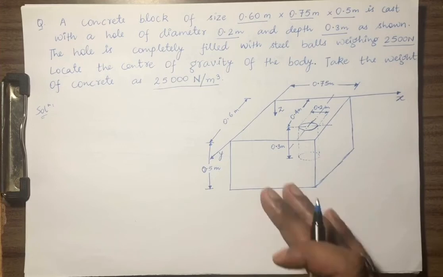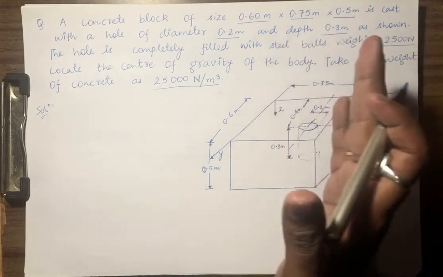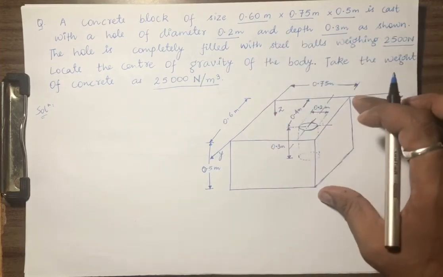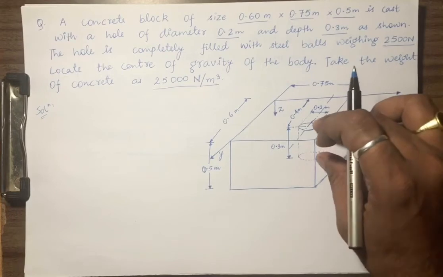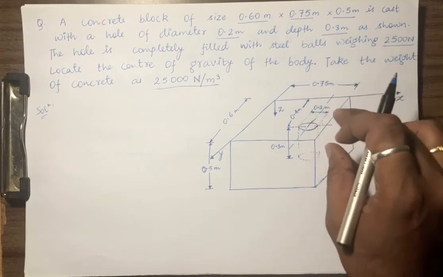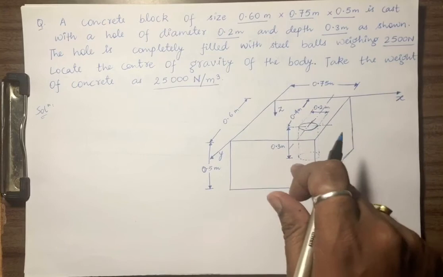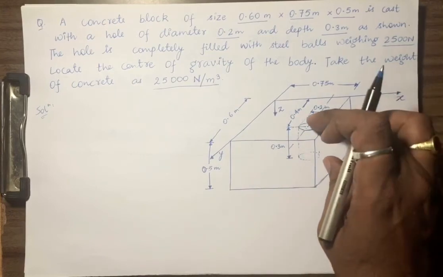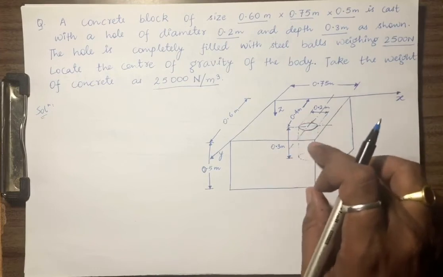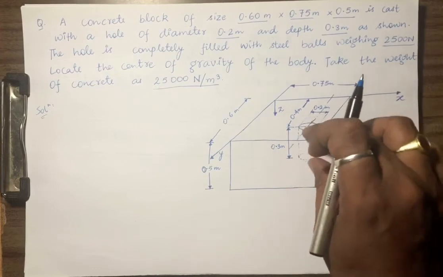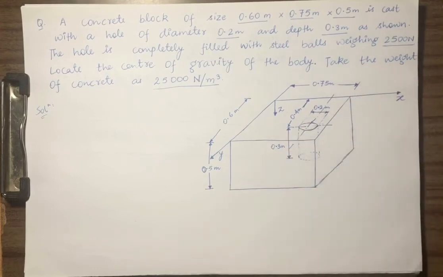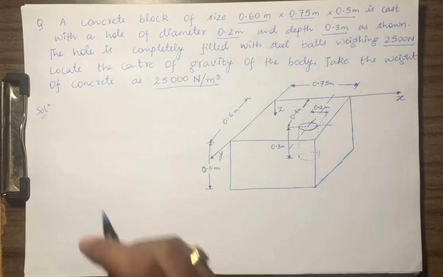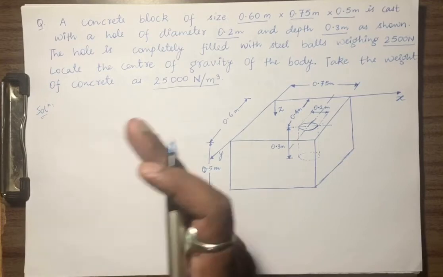We can divide this whole body into three parts. First is full concrete, second is this hole, and third is steel balls. So the concrete and the steel balls will be positive because they are adding, and this hole, the concrete hole, we are going to reduce from the resulting volume or weight. So let us calculate differently.